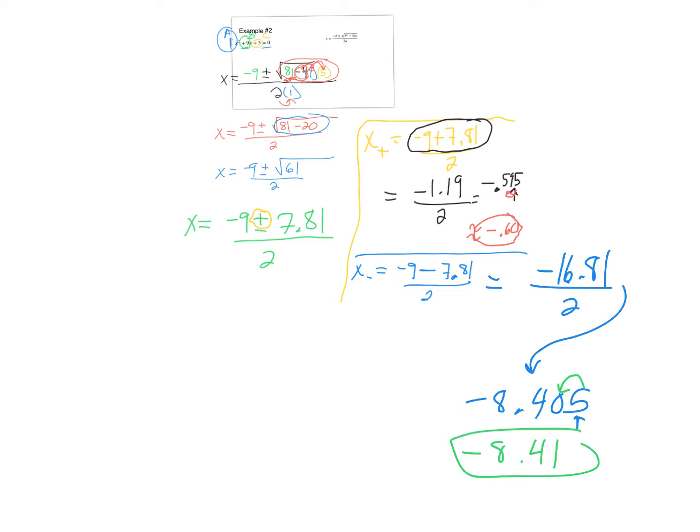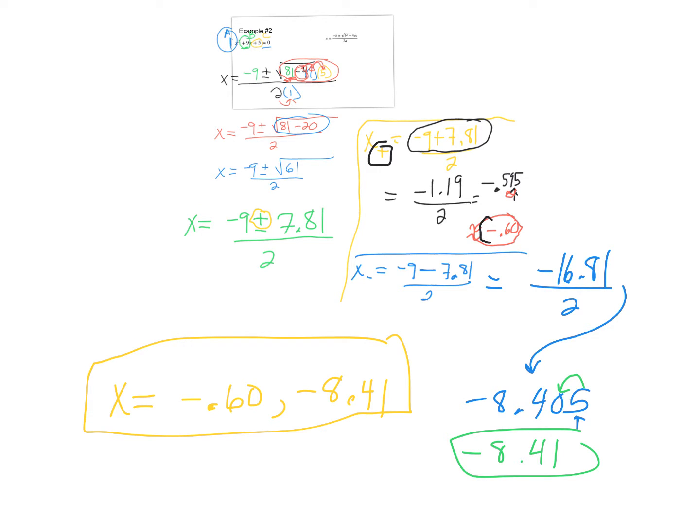Okay, so my solution set, x is equal to -0.6 or -0.60 and -8.41. So, like I said in the previous slide, just because the x positive was positive does not mean your answer has to be. So don't fall into that trap. Okay? All right, let's look at the next one.